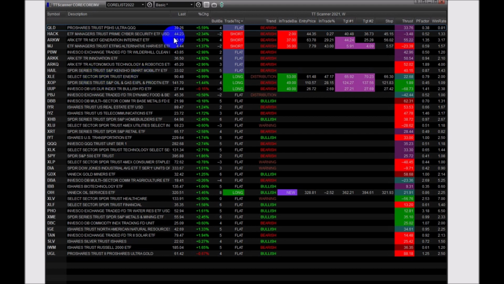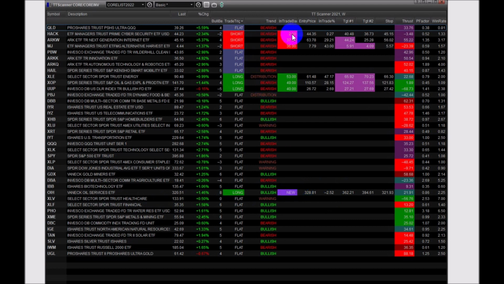You can see we've got a flat trigger in QLD from last week's bearish trigger. We've got a flat trigger in clean energy, flat trigger in innovation, ARKK, ARKQ flat, and HAIL flat. We have these long triggers here that have been on for 50, 40, 50 weeks. And we have a new trigger here in oil services, OIH, a brand new long trigger off 2.52%. So this is a potential new swing trade here.